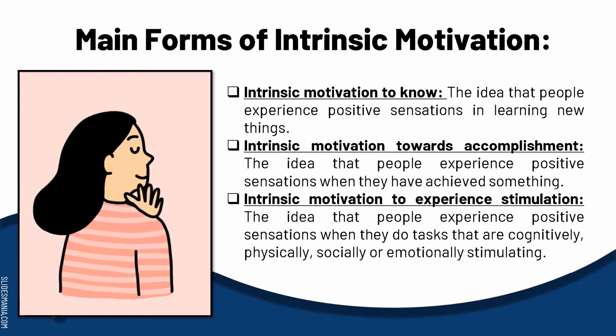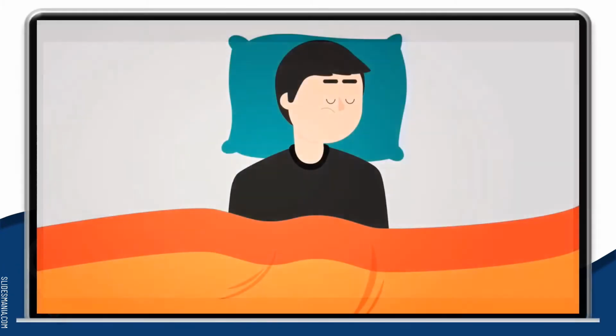Second, intrinsic motivation towards accomplishment. The idea that people experience positive sensations, enjoyment, pleasure, when they have achieved something. Third, intrinsic motivation to experience stimulation. This is the idea that people experience positive sensations when they do tasks that are cognitively, physically, socially, or emotionally stimulating. Let me present an example where these three forms and other fields of motivation can be observed.